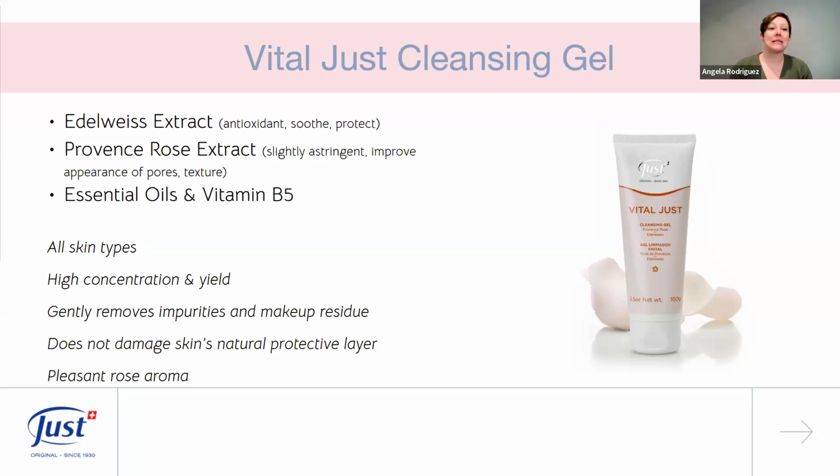Provence Rose extract is slightly astringent, which means it's going to tighten up the appearance of our pores so that bacteria and things aren't getting built up in our pores, but also just so that they look better. And then we have different blends of essential oils and vitamin B5 in this cleanser as well. The cleanser is good for all skin types. It has very high concentration and high yield, so a little bit goes a long way. You need maybe about the size of a dime, if that, to get a good cleansing of your whole face and even neck and chest area as well.